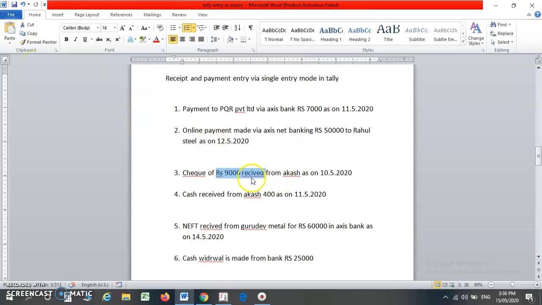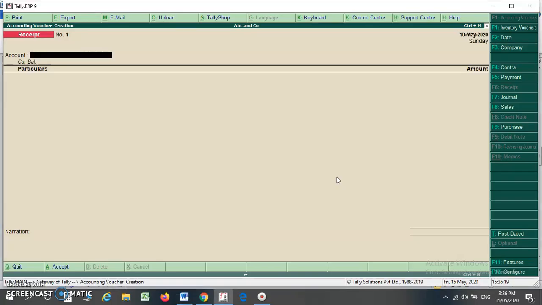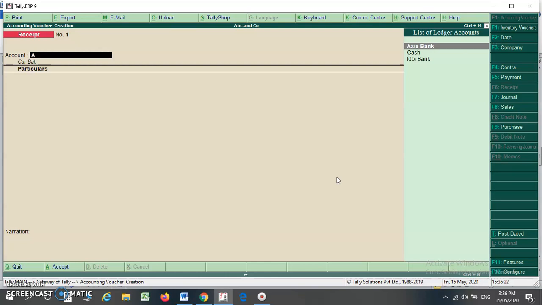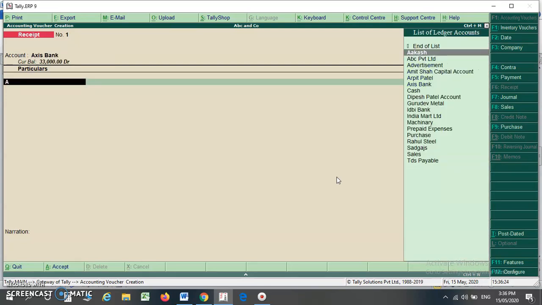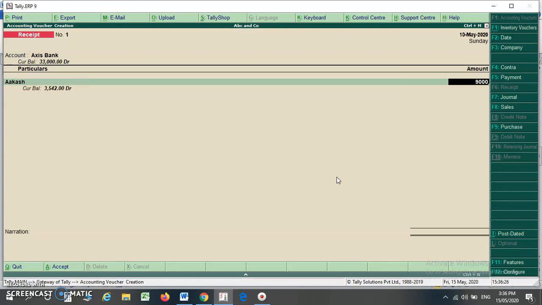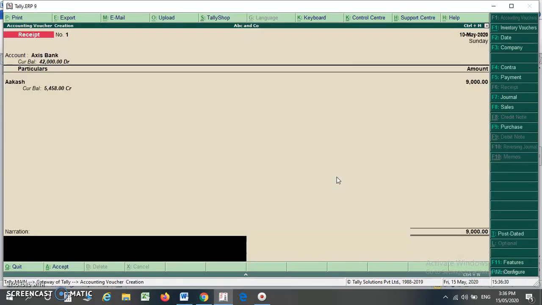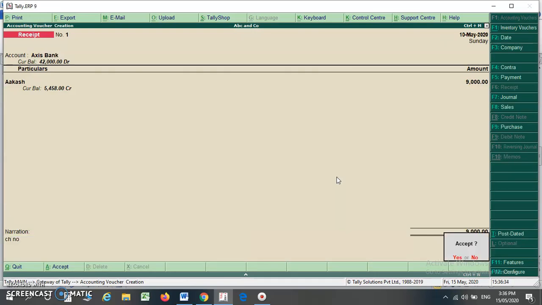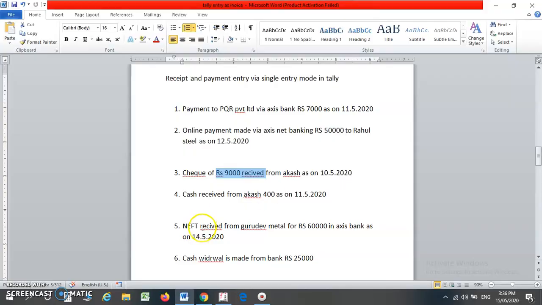So cheque of 9,000 received from Akash as on 10/5/2020. So my date is 10/5. Here I have to write my bank name. Here I have to write my party name. I can write here 9,000 and I just press enter. Here I can write my cheque number in narration. In this way I can make receipt entry.